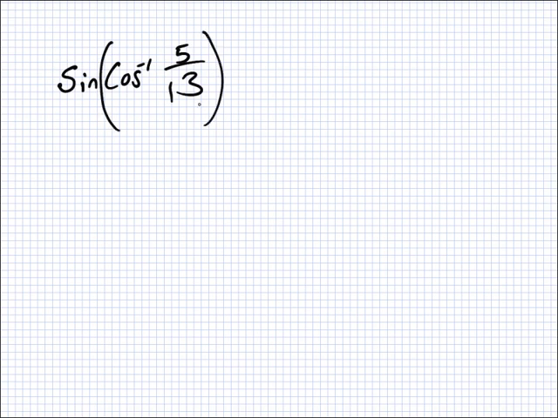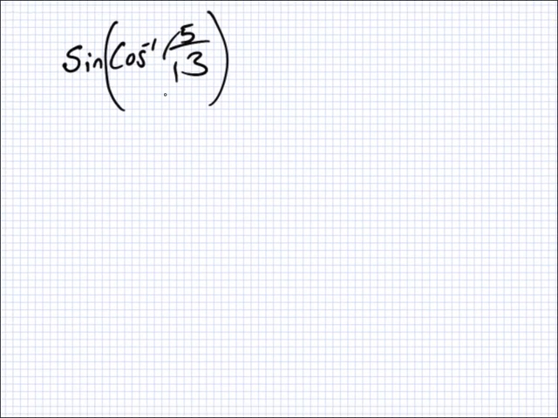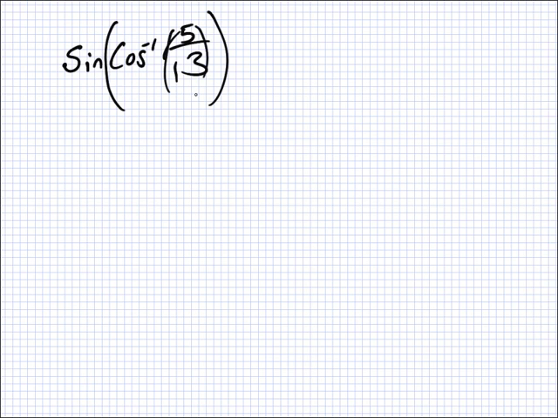So, without using the calculator, I want to calculate this: sine cos inverse 5 over 13, without using the calculator. So firstly, the cos inverse 5 over 13, is that a ratio or an angle? What does cos inverse give me? An angle. And then the 5 over the 13 is a ratio from a triangle.